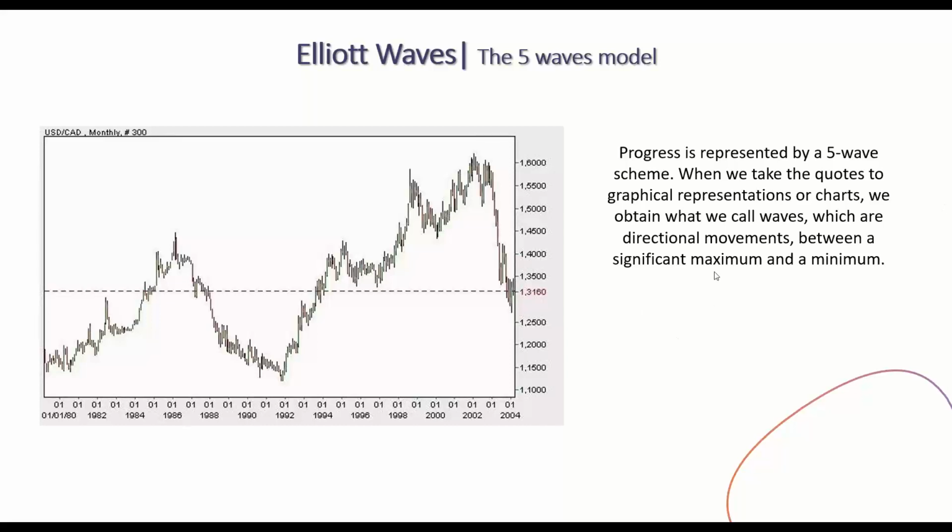Something very important: these 5 movements are built by waves, and the waves are these directional movements that are between a significant maximum and minimum. This is very important. Significant. Minimum and maximum. The market is always telling us this is a minimum and this is a maximum.